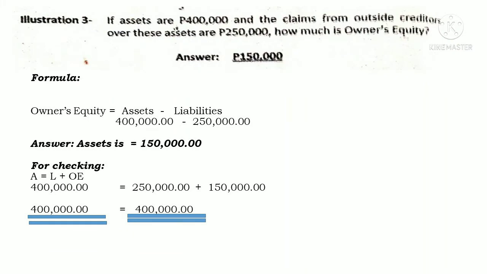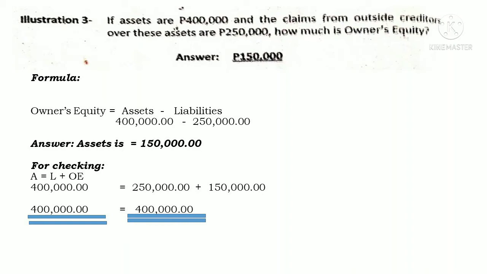Okay, next, illustration 3. If assets are 400,000 pesos and the claims from outside creditors over the assets are 250,000 pesos, how much is owner's equity? So, ato na ipangita ang owner's equity. Pasabot ana, ang assets sa business ipanag-iyahan sa duha, sa creditors o sa tag-iya, sa owner. So, since mangita ta og kung pila ang owner's equity, ang given data, assets is 400,000 minus liabilities, which is 250,000. So, ang answer is equals to 150,000 pesos.